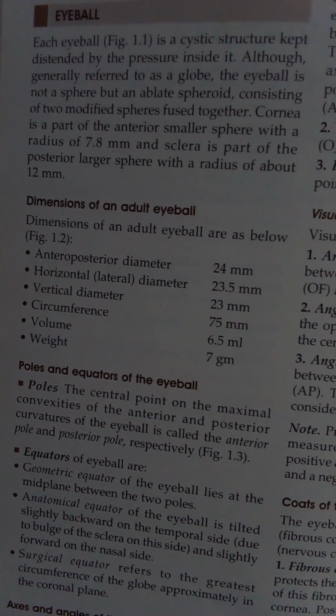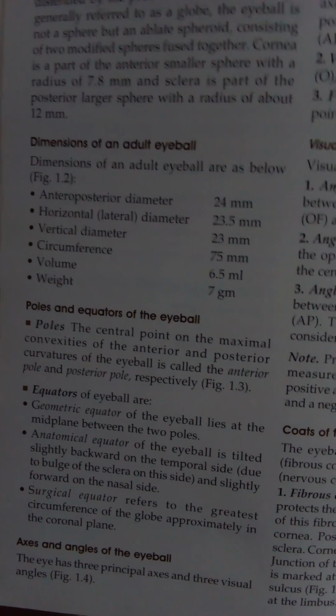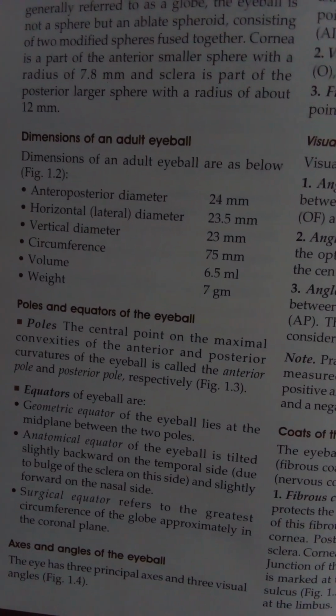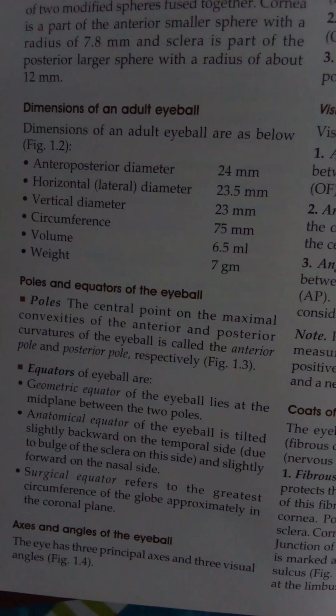The poles and equators of the eyeball. Poles: the central points on the maximal convexities of the anterior and posterior curvature of the eyeball are called the anterior pole and posterior pole respectively.